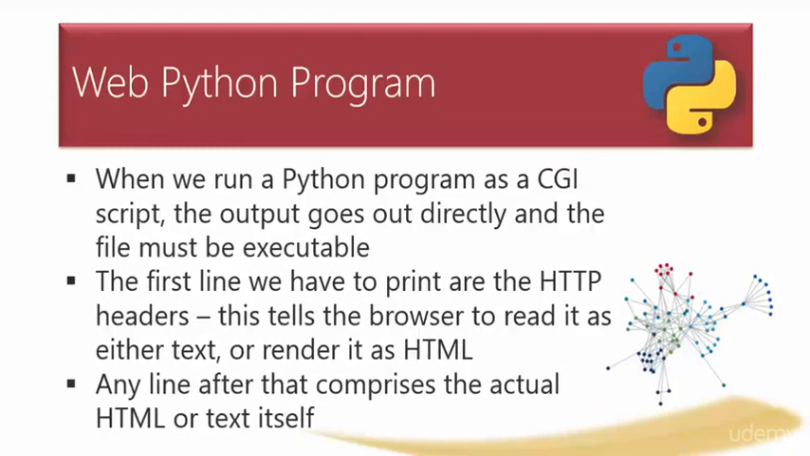So, the web Python program. When we run a Python program as a CGI script, the output goes out directly and the file must be executable. The first line we have to print are the HTTP headers. So whenever you're writing a CGI script, the first line has to be the header, which tells the browser to read it as either text or render it as HTML. Any line after that comprises the actual HTML or text itself.